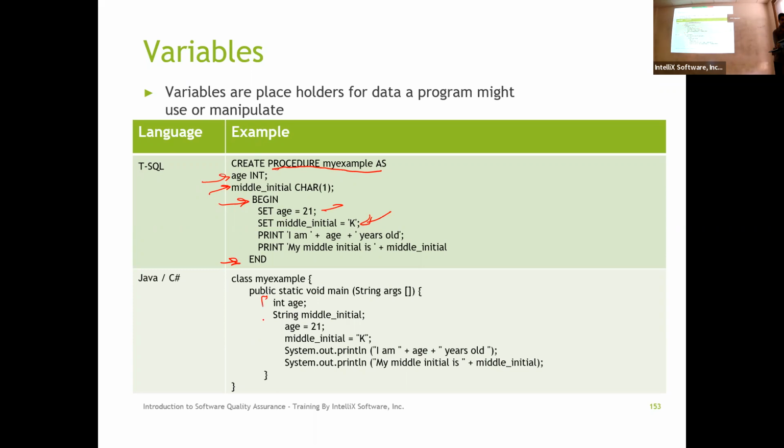Exact same thing here with the variables. Integer, and in the case of Java, you define it as a string. It's a character, but it's nothing but a string which contains only one character. Performing the same thing: setting the age, setting the middle initial, and printing them. Exact same block.